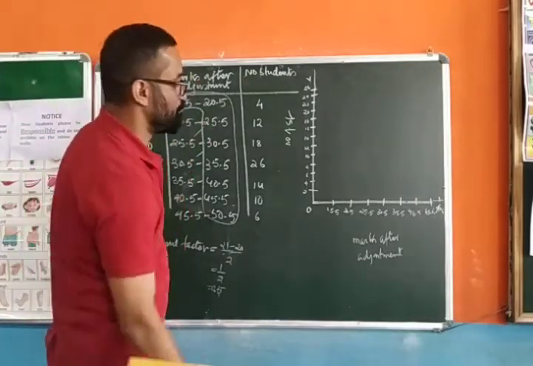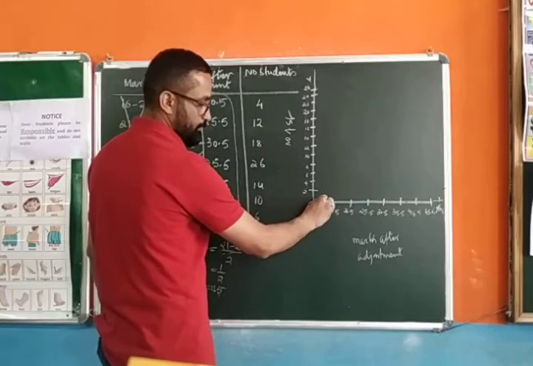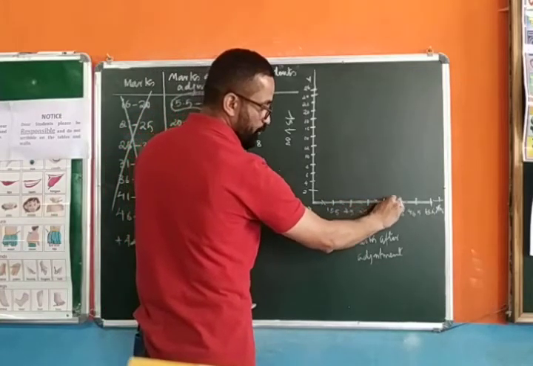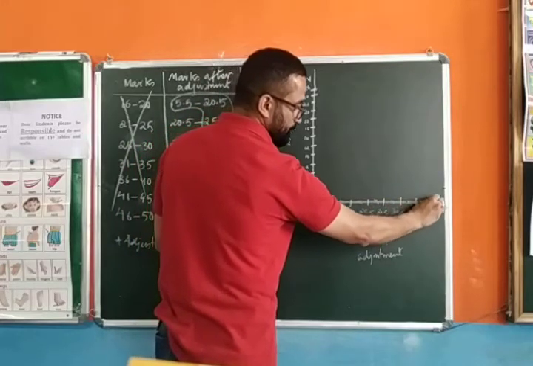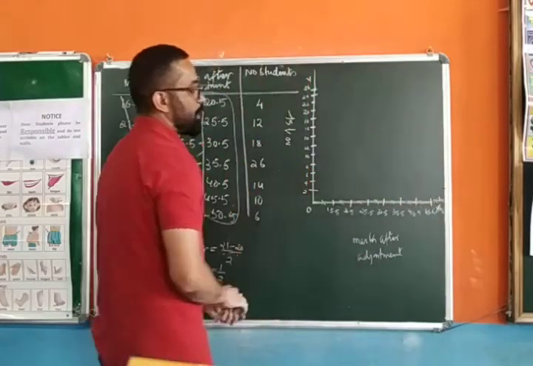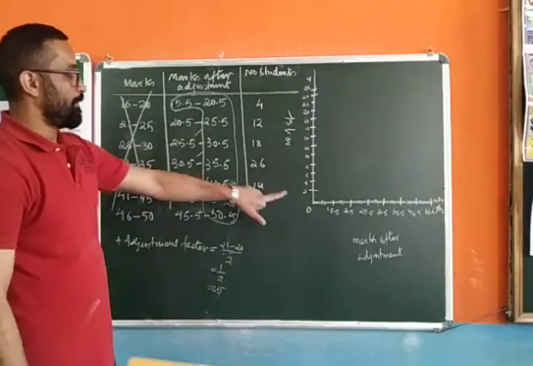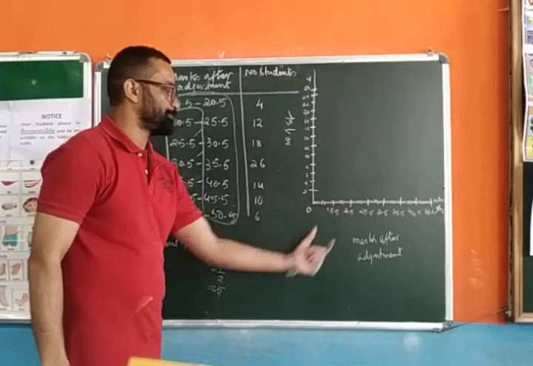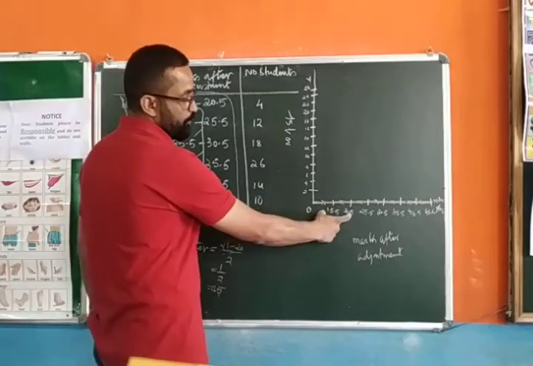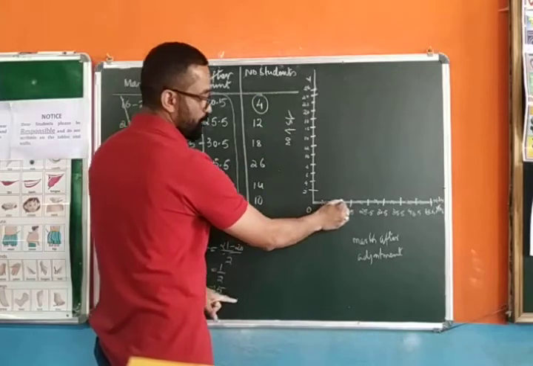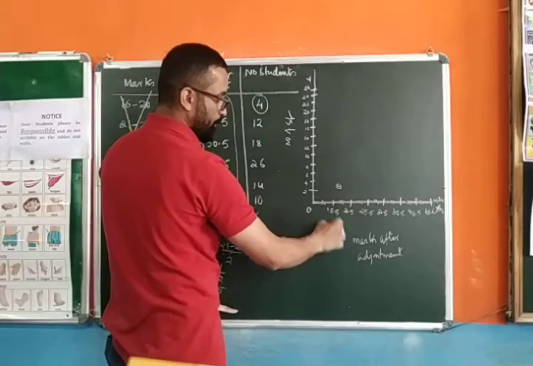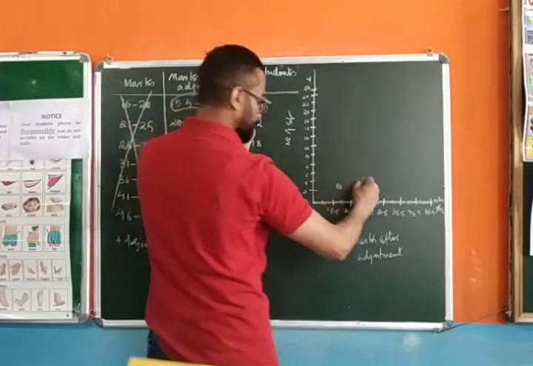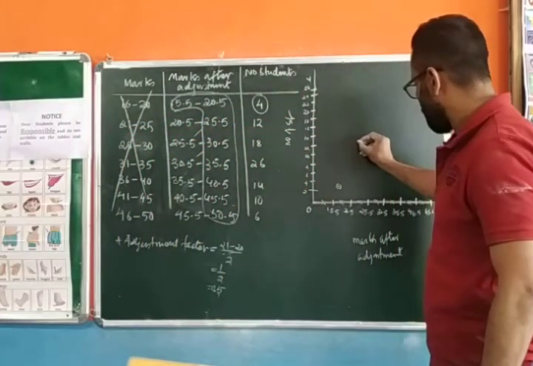Now mark the mid values of the class intervals. Mark all the mid values. Start plotting now. Plotting will start from the first value here. For 15.5 to 20.5 the frequency is 4, so from here mark 4. Next one is 12. Mark 12 along the y-axis.